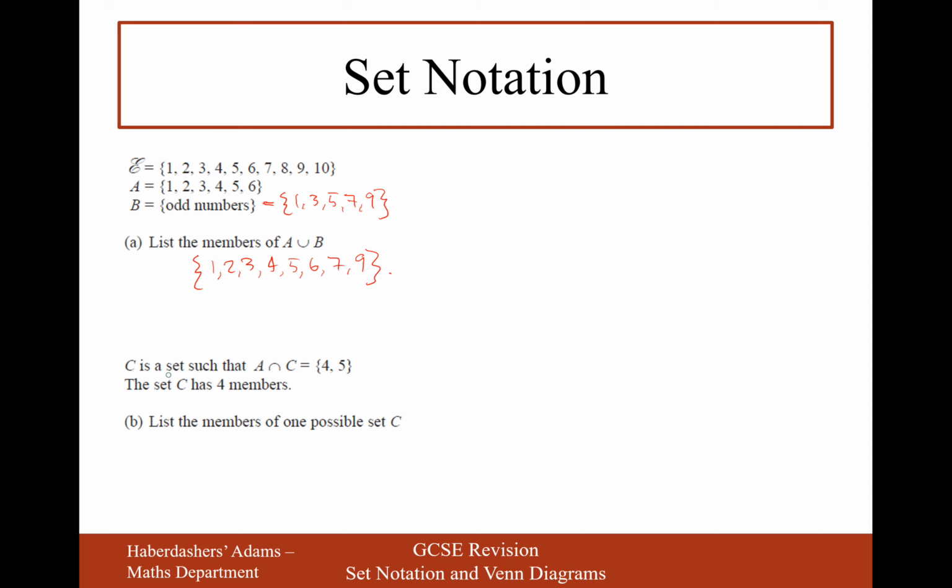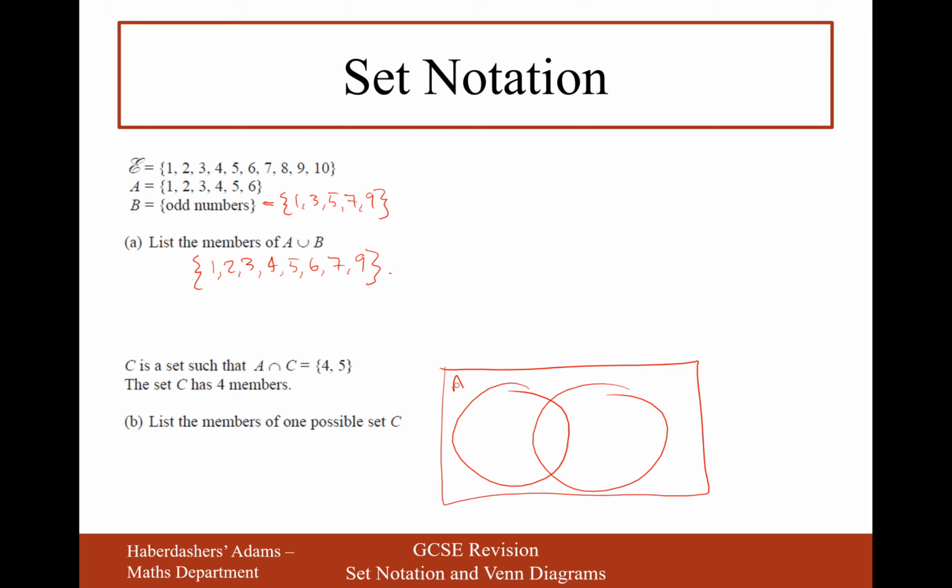C is a set such that A and C is equal to 4 and 5. The set C has 4 members. List the members of one possible set of C. Okay, so let's draw ourselves a Venn diagram.